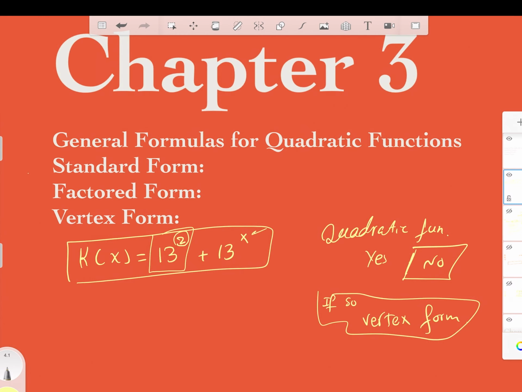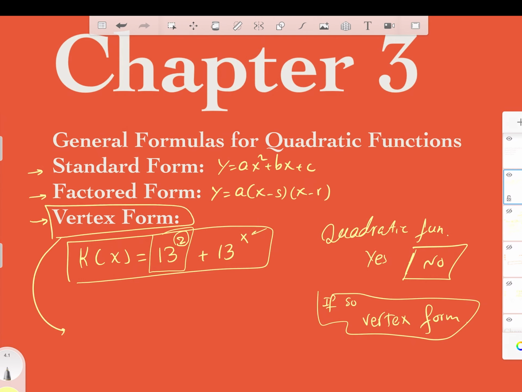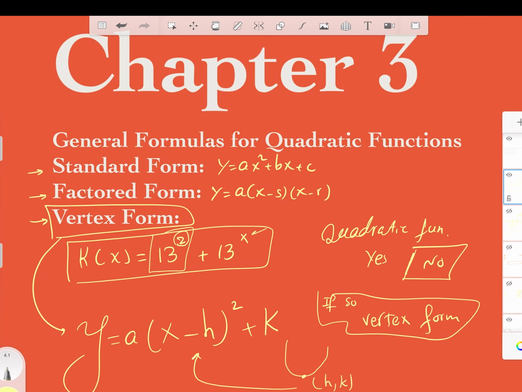So knowing these three different forms is super important. So y equals ax squared plus bx plus c, y equals a, x minus s, x minus r, and the last one, y equals a, x minus h squared plus k. In the next video, we're going to graph a quadratic, where the point here is h and k, coming from this h and this k.